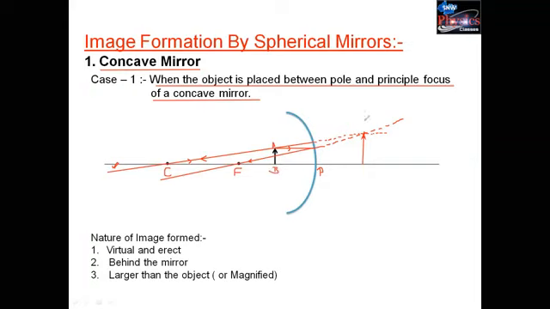Okay, now the image is A dash and B dash. So what did we get in this first case? Let us see the nature of the image. It is virtual and erect. Erect means upright, the image is upright, and it is virtual. Okay, it is beyond the mirror. Next, it is behind the mirror and it is magnified. It is larger than the object.